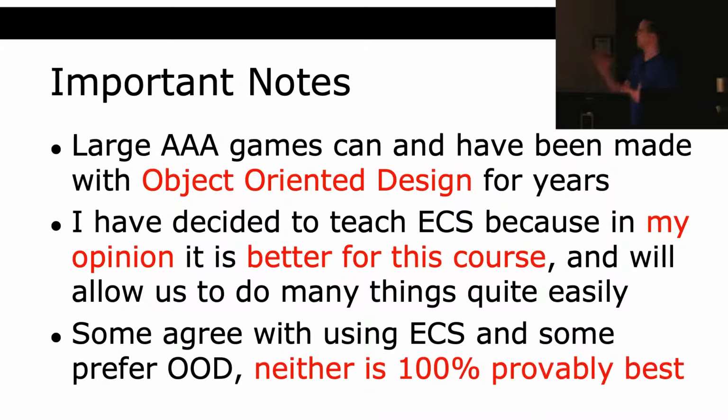So some agree with using ECS, some agree with object-oriented design, or at least what I call object-oriented design. There's no mathematical proof that you can write down that one is better than the other, right? So if you go to some game programming or game design companies, they might use ECS or something like it. If you go to others, they may say it's the worst thing in the world, right? So just to let you know, ECS is not the only way to do something, but it is the way that I want to do it in this course. And hopefully by the end of the course, you'll see the merits of doing it this way.